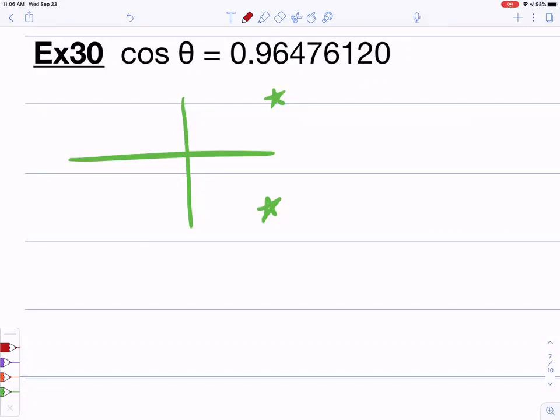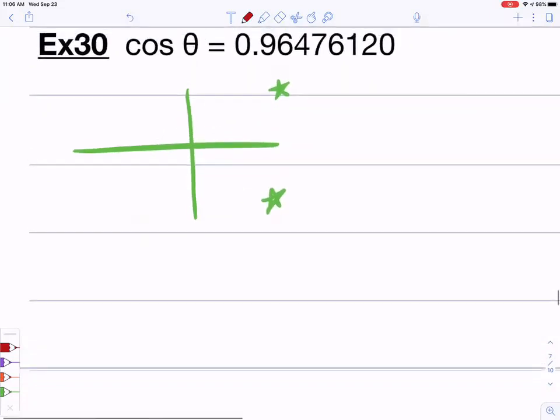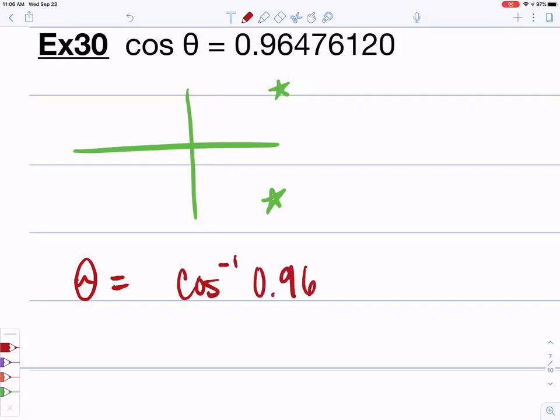So make sure that you're in degree mode, okay? And I'm not going to go too far with this. Don't start typing things yet, other than maybe the on button. But if I want to find theta, and that is my goal here, is to find theta, then what I'm going to type in is the cosine inverse of this ugly 0.9647 yada, yada, yada. Okay?